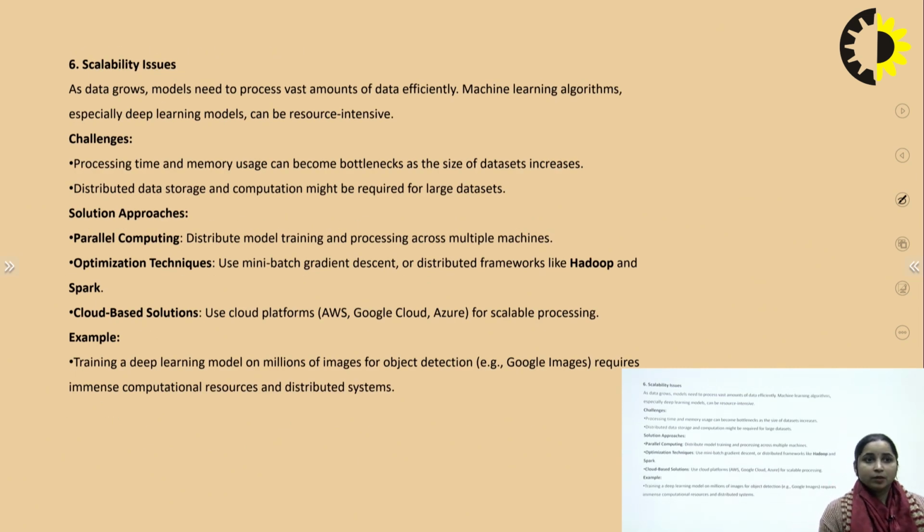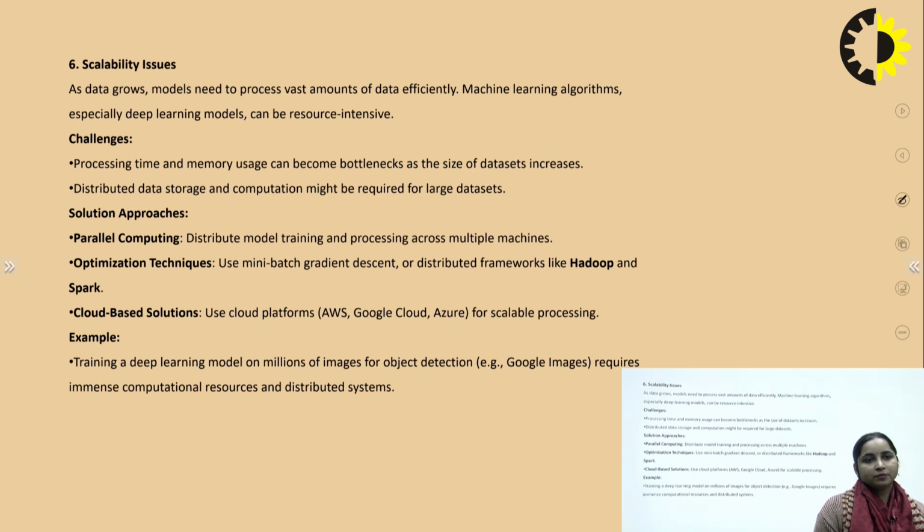Next is scalability issue. In scalability issue, as data grows, model needs to process vast amount of data efficiently. Machine learning algorithms, especially deep learning models, can be resource intensive. So the challenge comes here, like processing time and memory usage can become bottlenecks as the size of the dataset increases. So distributed data storage and computation might be required for large datasets.